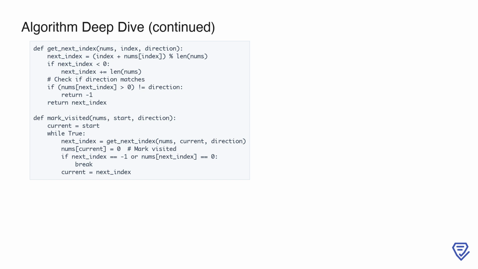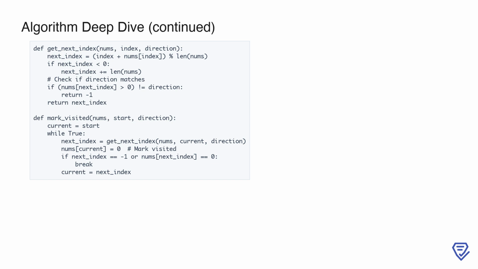The mark_visited function is used to mark all nodes in the current traversal path as visited. It starts at the given index and continues moving to the next index using get_next_index until it encounters an invalid state or a node that has already been marked. During this process, the value of each visited node is set to 0. These helper functions ensure the algorithm is both concise and efficient, enabling us to detect circular loops in the array with minimal overhead.